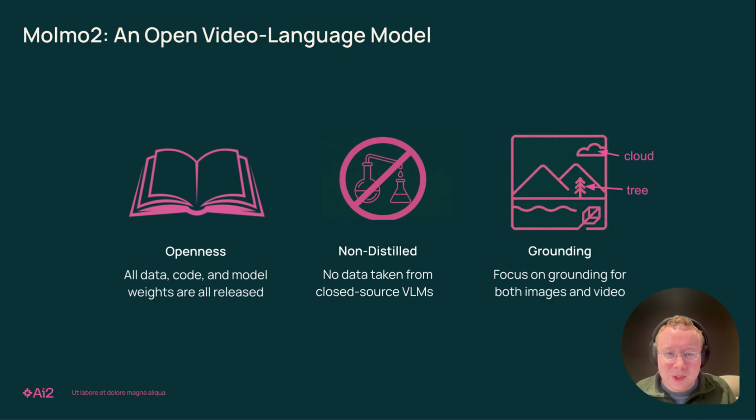Some other highlights of Molmo2 that make it stand out from other VLMs are that it's fully open. So we release not just the weights, but also all the training data and the training code so people can directly build off our work. It's also non-distilled, so we don't train on output derived from other closed source VLMs, which is to make the data pipeline more transparent and open than if we had this kind of circular dependency of having a black box VLM inside our training pipeline. And then there's a big focus on grounding, similar to the old Molmo model, but here we're grounding in both space and time for videos.